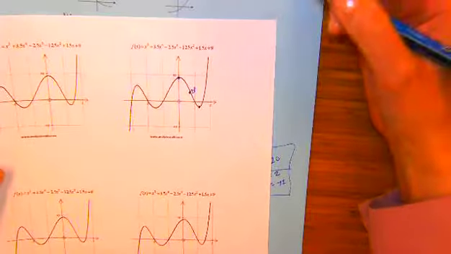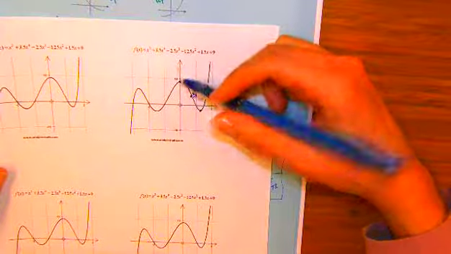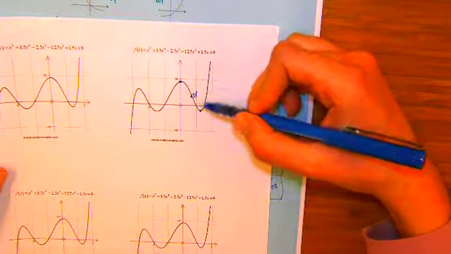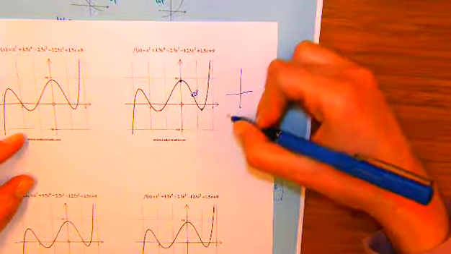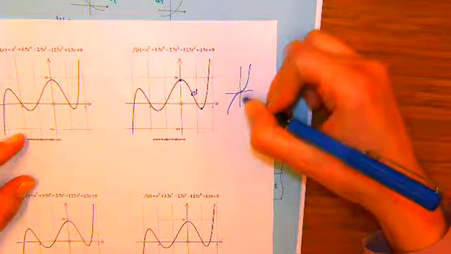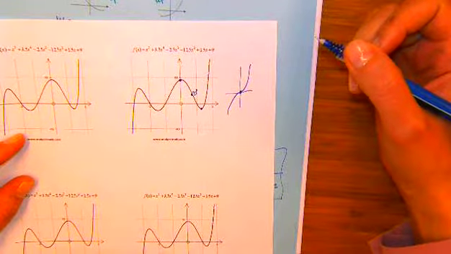Sorry. What I'm saying is that an inflection point doesn't tell you anything about a local max or a min. It just tells you where you change from opening up to opening down. Another example of an inflection point, I could have something like this. That's an inflection point. It tells me nothing about maxes or mins.